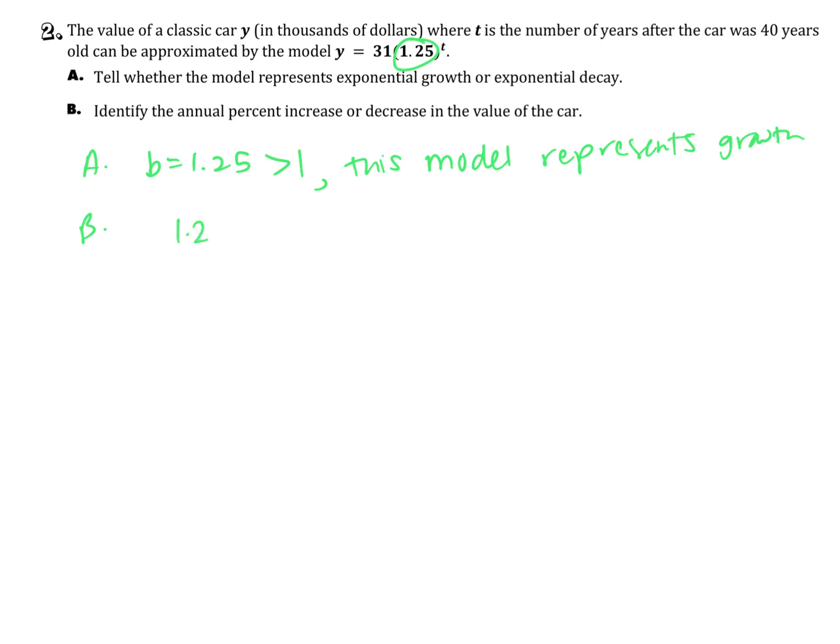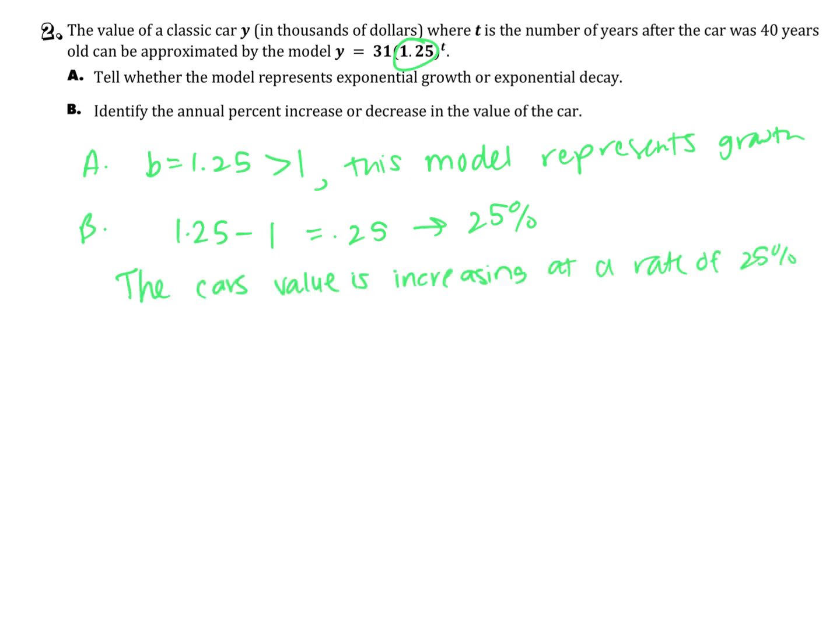So again, I'm asking myself, how far away am I from 1? I'm over 1 in this case by 0.25, which means 25%. So the annual percent increase, or the car's value, is increasing at a rate of 25%. So oftentimes we want to really be able to focus on that rate and how things are changing. And in the current form that it's written, we are identifying that by comparing the number inside, whether it's growth or decay, to 1. And that's telling us what our growth and decay rate are.